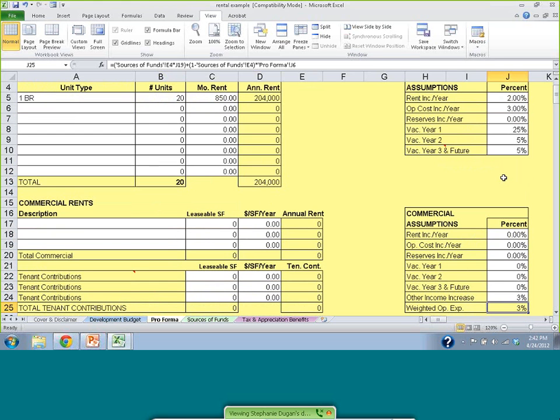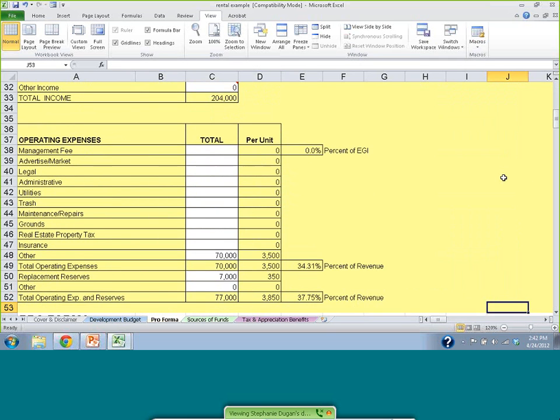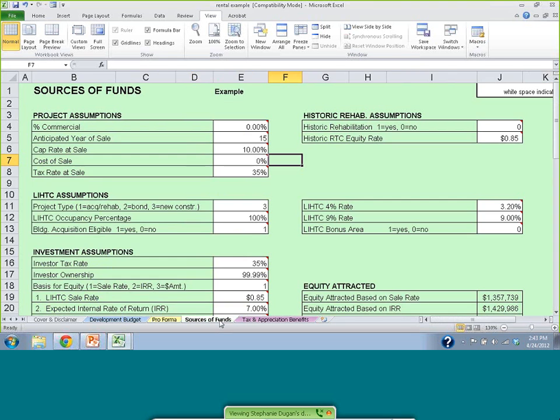Look at expenses now. This was the same example we used earlier, and I've split the expenses out into operating expenses totaling $70,000, and then $7,000 of those expenses really go to replacement reserves, for a total of $77,000. So based on these assumptions, we can now figure out how much debt might be attracted to the project, and we'll go to our sources of funds page.